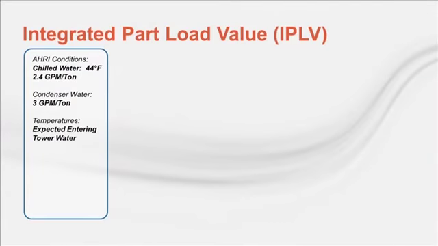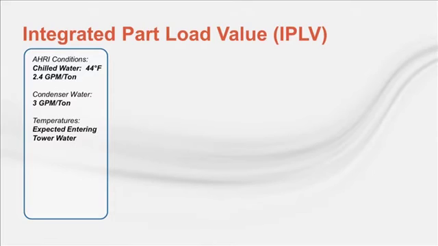As Chris mentioned earlier, IPLV stands for Integrated Part Load Value, and that's the tool we're going to look at next. It's a single number that tries to give your chiller a rating for how efficient it is at part load. For a true IPLV value, the chiller needs to be selected for 44 leaving evaporator and 2.4 GPM per ton, as well as 3 GPM per ton on the condenser flow with prescribed entering condenser water temperatures, which we'll get to in a little bit.